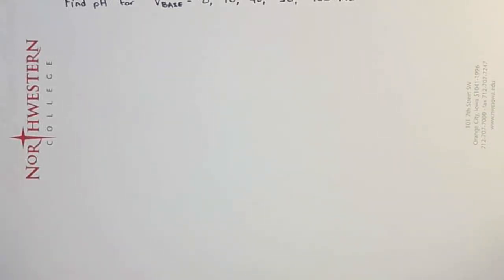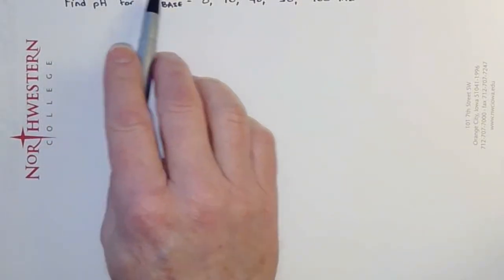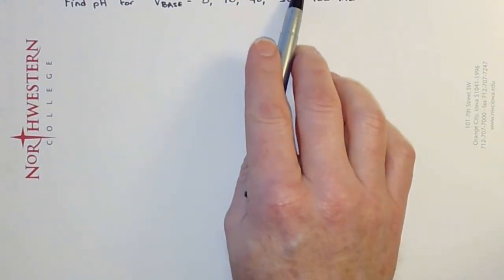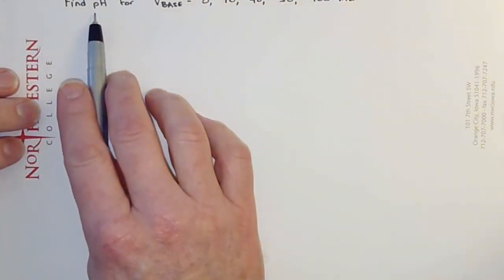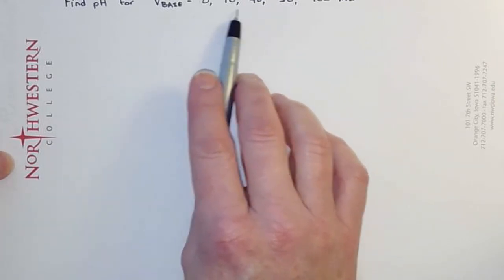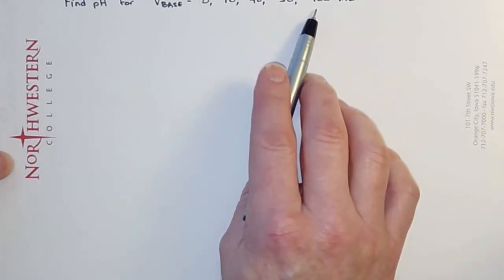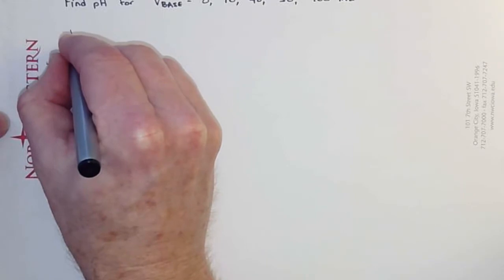In this video, we're going to talk about calculating the pH during a strong acid, strong base titration. The particular problem that we're interested in solving involves the titration of 25 milliliters of 0.1 molar HCl, and we're titrating with 0.05 molar NaOH. The question asks us to find the pH for volume of base added equal to 0, 10, 40, 50, and 100 milliliters. So first things first, let's find out what the equivalence volume is.